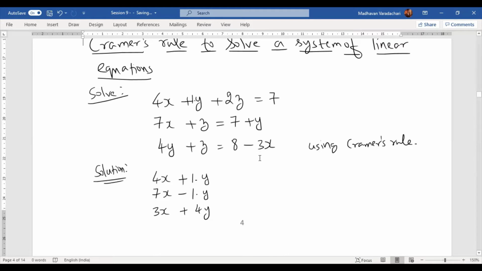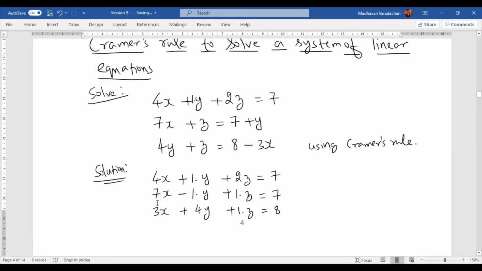Then in the third column, I will ensure everything has z, which means plus 2z. In the next one, it is positive z, that means 1 times z. On the right side also it is z, so I'll write 1 times z. Now I will put an equality sign and write all the constants. There is a constant 7, which I will retain. Here also there is a 7, and here there is an 8. Let me retain them.